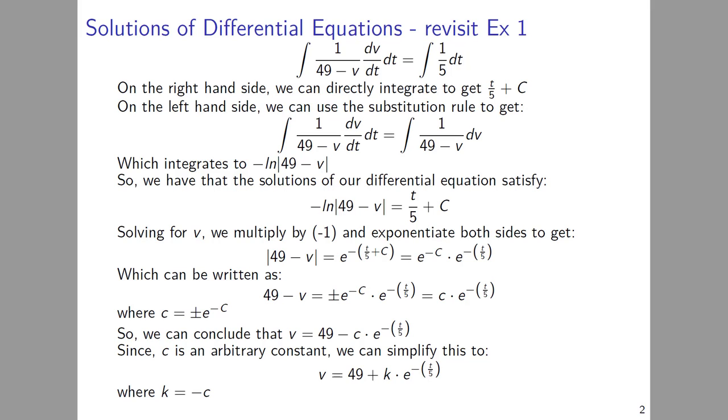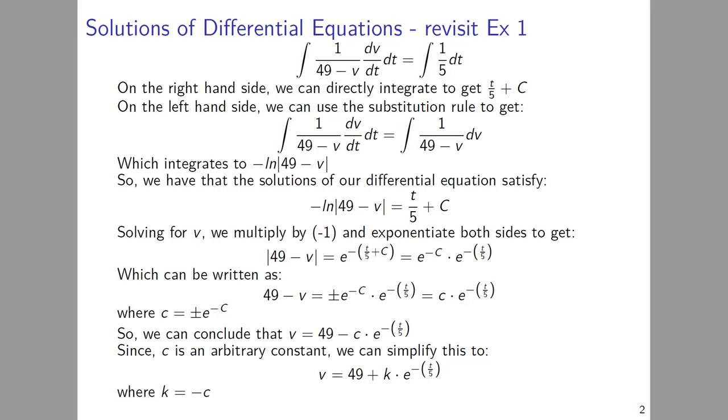I want to take a moment to line this up with what we saw in the direction field as well. Using the direction field, we found that the equilibrium solution was v equals 49. This happens when k equals 0 in the family of solutions we found here. Moreover, if k is not 0, the term k times e to the negative t over 5 will go to 0 as t goes off to infinity, because e to the negative t over 5 will be going to 0.